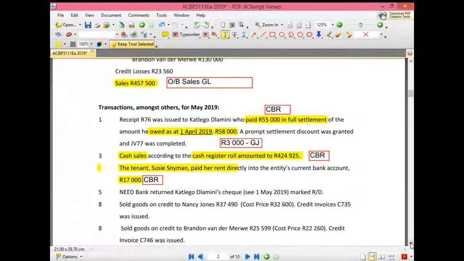Then the bank returned Katlego's cheque on the 1st of May and marked it RD. So if he returns it, what do we need to do now? What journals would be affected?